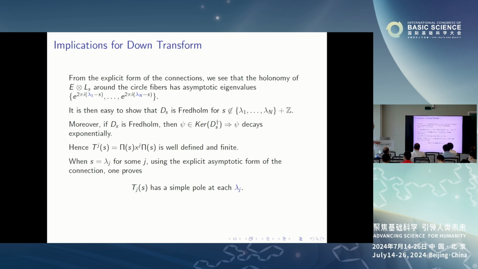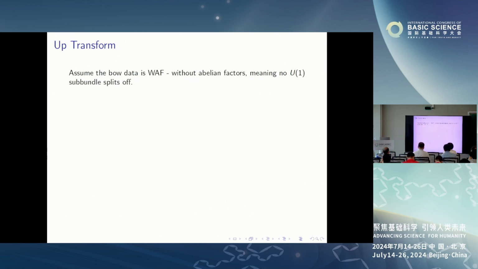When s is equal to lambda j for some j, then you can compute that pi is no longer decaying exponentially, and you'll see that you get the famous Nahm poles at each lambda j, and you can compute their order. Okay. So under the holonomy assumption, we had that data.